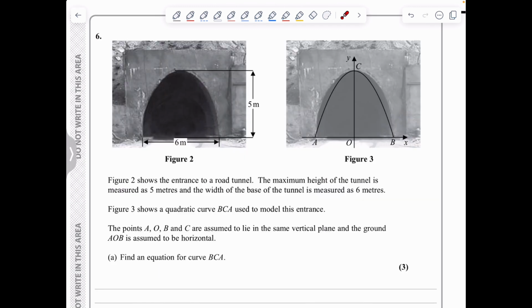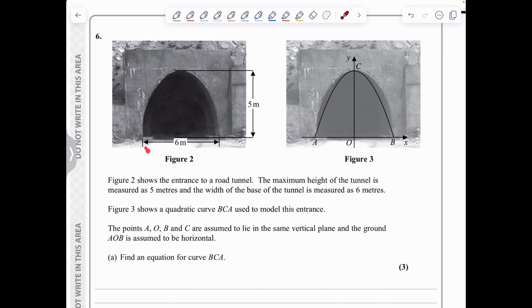In question 6, we've got the entrance to a road tunnel. It has a height of 5 meters, as you can see, and the width is 6 meters. And we are modeling the entrance through a quadratic curve BCA, shown here on the right. And we need to determine an equation for the curve BCA.